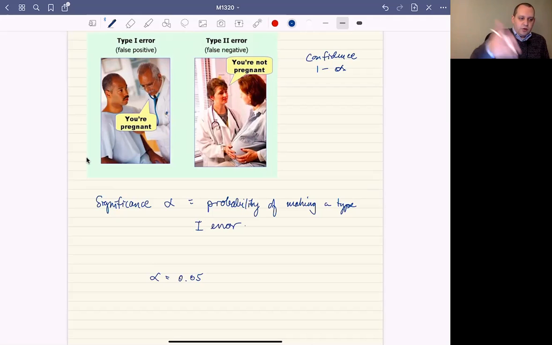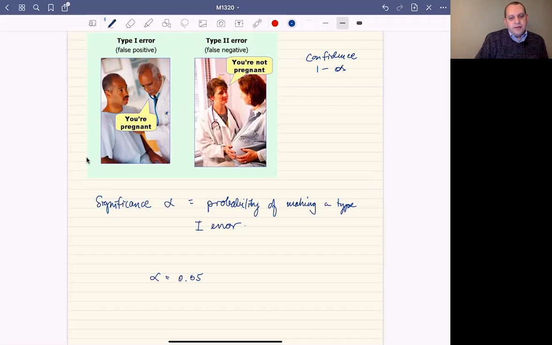We have either the medicine works or the medicine doesn't work, and there's no in between, there's no gray. So that's the significance, that's the probability of making a type 1 error. And so you want that to be small, but not too small, so that you get that balance, right?